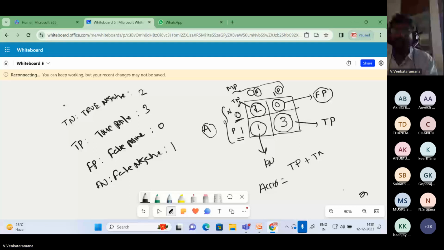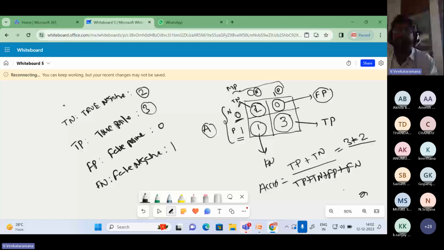How many true positives are there? 3. And how many true negatives are there? 2. And what are the total samples? Total 6. So divide by 6 and multiply by 100, and it will give the percentage of accuracy. So 5 by 6 into 100, which is more than 80% accuracy. Like that, we can analyze the performance of any machine learning model.